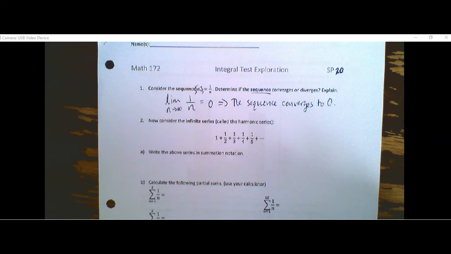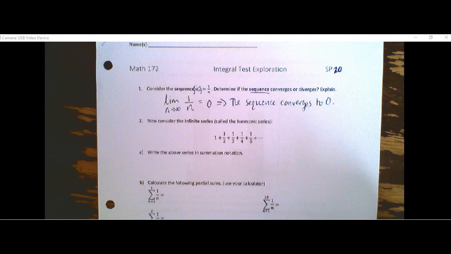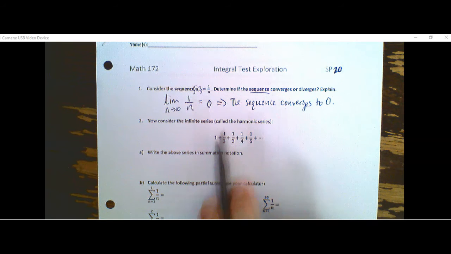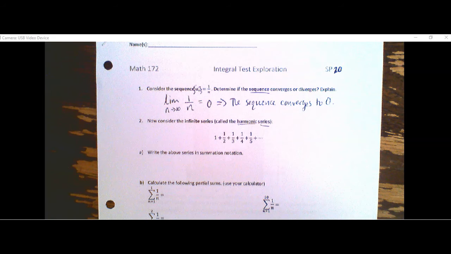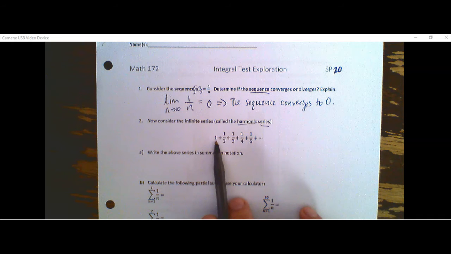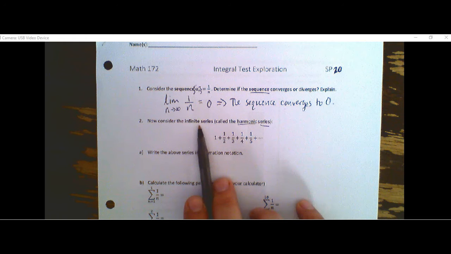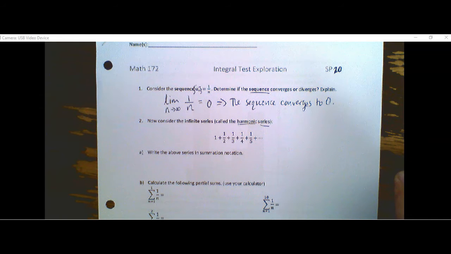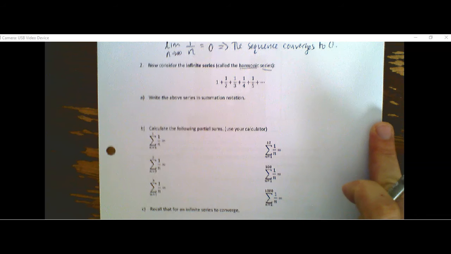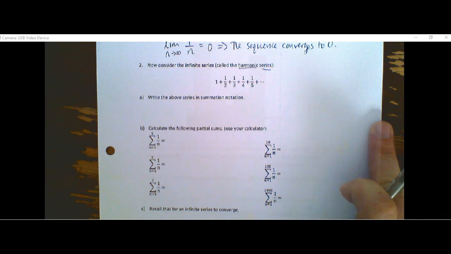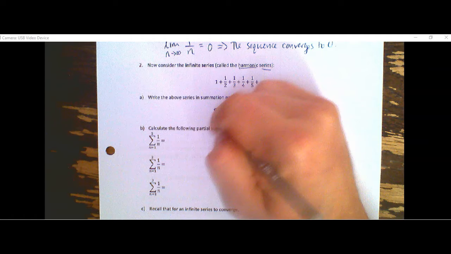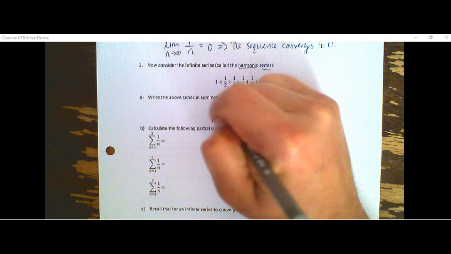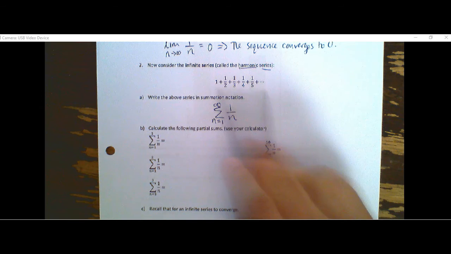So now we're going to determine whether the series converges or not. We know that the terms in the sequence go to 0. But if we take a look at this infinite series right here, called the harmonic series, it's a special one. The terms are 1, 1 over 2, 1 over 3, 1 over 4, 1 over 5. We add them all together, we get that infinite series here, okay? Can we write this in a compact summation notation? Of course we can. This is the sum as n goes from 1 to infinity of 1 over n. That's this guy here, right?